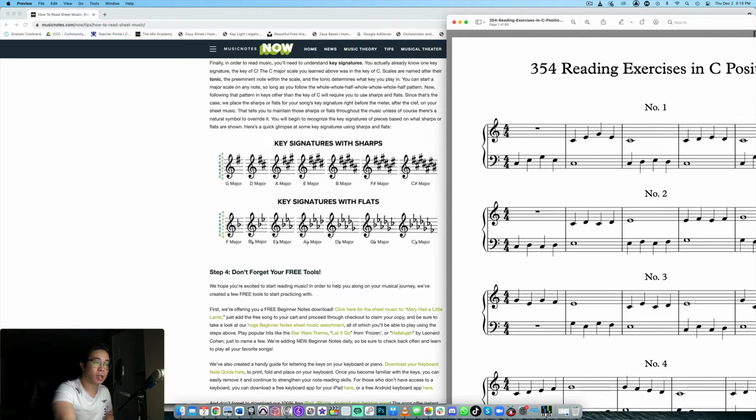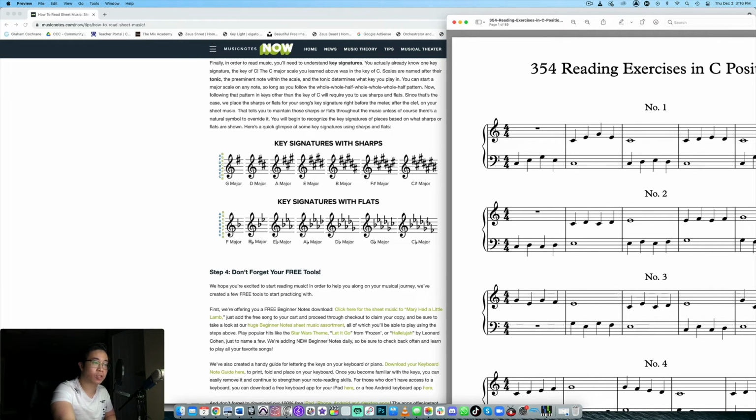So in this case, on these examples, you see no sharps or flats next to the treble and bass clefs like you see here. The reason is because C major, the C major scale, is the only one that has no sharps and flats. So if you play the C major scale on your instrument from C to C, you're not going to have any sharps and flats on that scale. Every other scale has at least 1 sharp or 1 flat within it.